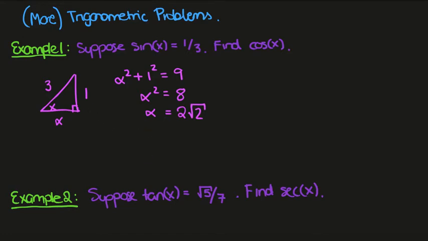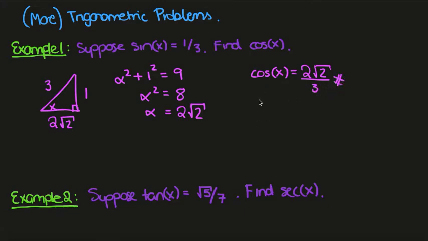So this alpha here is 2√2. So now we want to find cos x. Cos x is adjacent over hypotenuse, and we end up with 2√2 divided by 3.